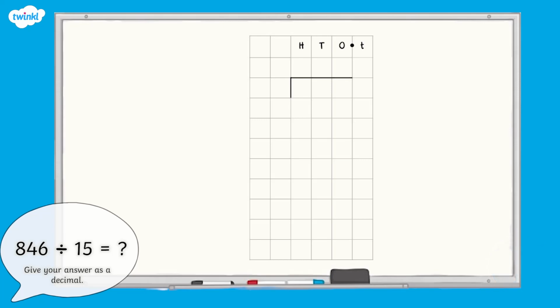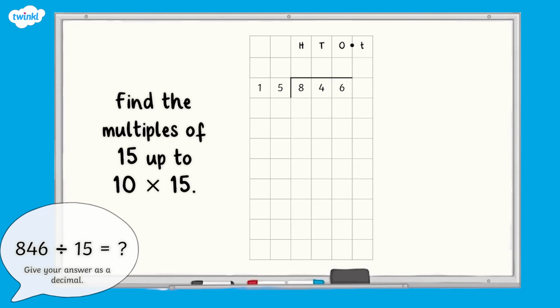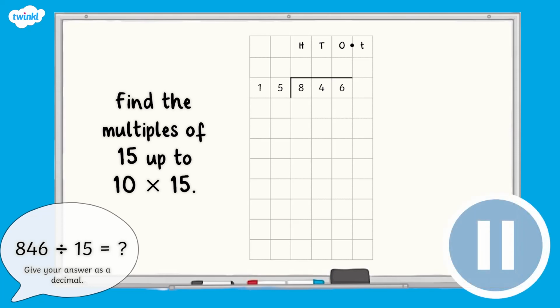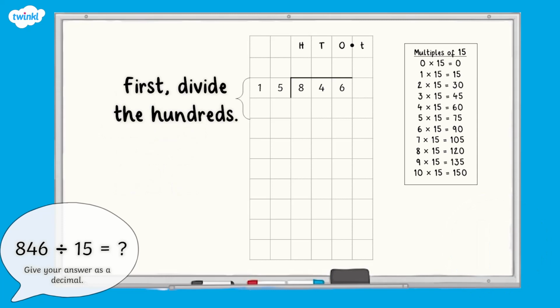This is how the calculation should be set out. Now we can start the calculation. Pause after each step to give it a go before checking if you are correct. Start by finding the first 10 multiples of 15. First, divide the hundreds. 8 hundreds divided by 15 equals 0 hundreds with 8 hundreds remaining.